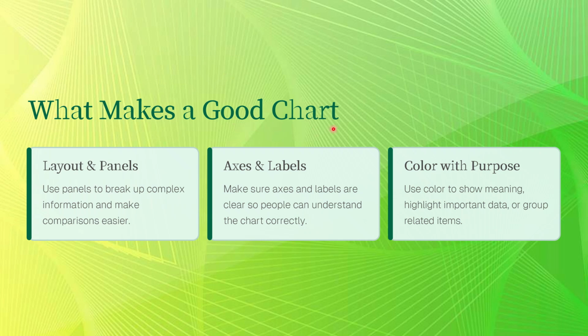What makes a good chart? When visualizing your chart, use correct layout and panels, axes and labels, and color with purpose. Use panels to break up complex information and make comparisons easier. Make sure axes and labels are clear so people can understand the chart correctly. Use color to show meaning, highlight important data, or group related items.